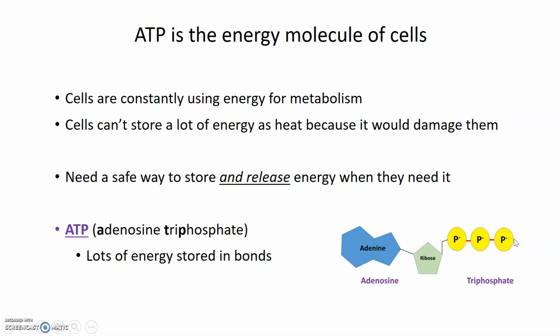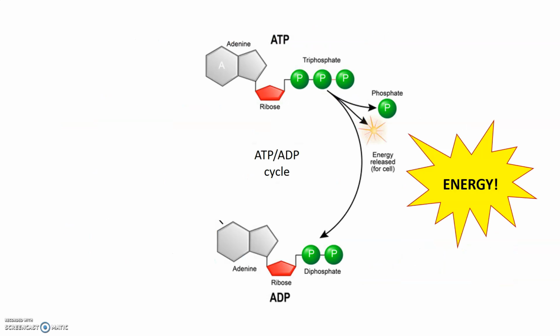And phosphate groups are extremely negative. And so trying to hold on to 3 phosphates that are super negative and therefore repelling each other is difficult. And it means that there's a lot of energy stored in these bonds between the phosphate groups. And that energy is where most of the energy in your cells is stored and released from in order to do work.